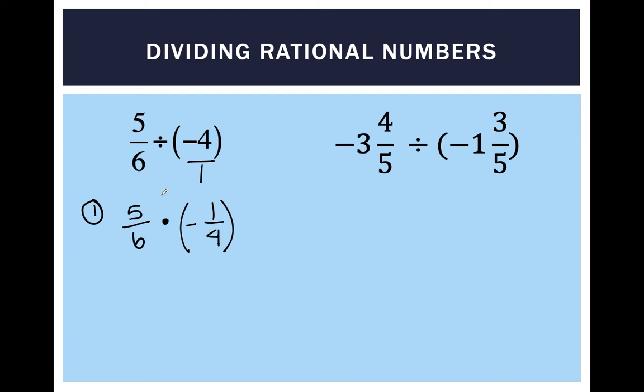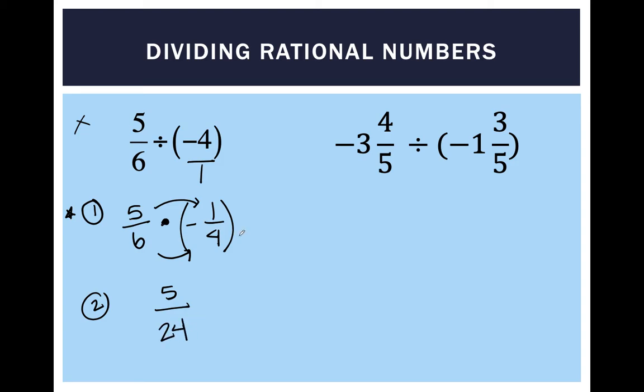You can, at this point, check for cross simplification. You cannot do it in the original problem. Just to clarify, you can only cross-simplify once the problem has been changed to multiplication. Since 5 and 4 and 1 and 6 have no common factors, now we just multiply the numerators, multiply the denominators, and we get 5 times 1 is 5, 6 times 4 is 24.